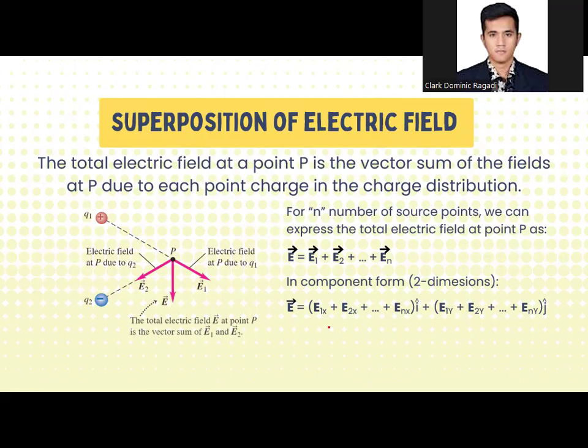So that is why we write here that the total electric field E is equivalent to the vector sum of all the individual electric fields. We can write that in component form. Similar to what we did with the forces, we add the X components of the electric field and all the Y components of the electric field. Again, we're just doing two-dimensional calculations, that is why we only have i hat and j hat corresponding to the X and Y directions.